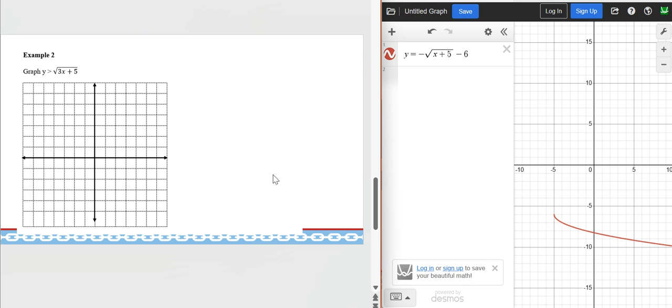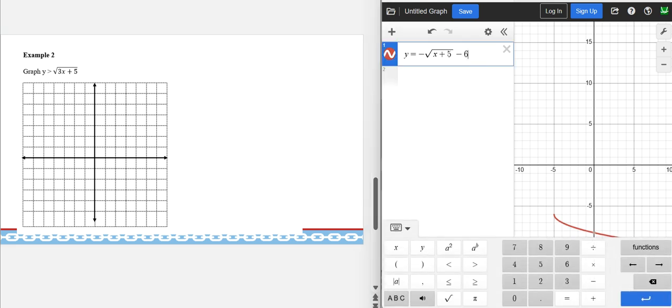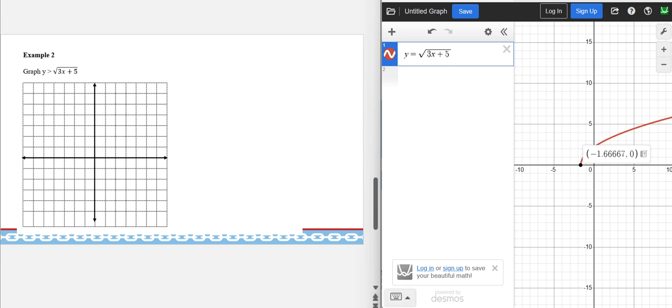For example 2, we have an inequality. Y is greater than the square root of 3x plus 5. So let's type that equation in. So I have 3x plus 5, right? And what I see here is an origin, or not origin, but a starting point for my graph at the negative 1 2/3. So I need to go ahead and graph that.